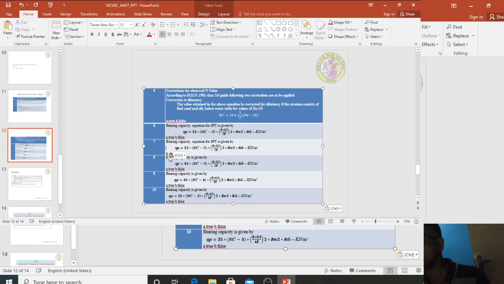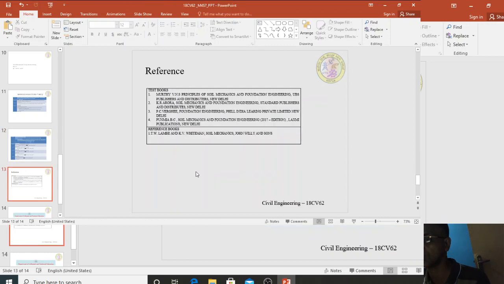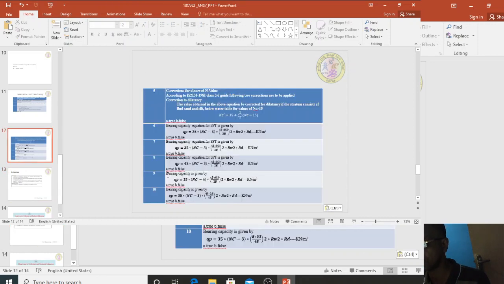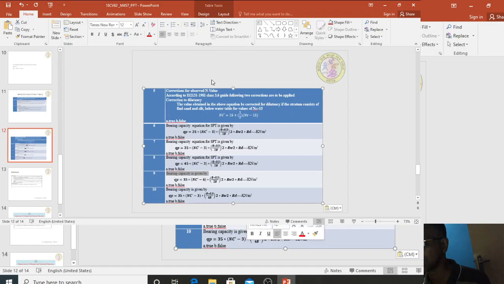So that is the answer, true, A. Next is qp is 45 into (Nc minus 3) times B plus 0.02 B, that is 45, so option is B. That is wrong. Next is 35 into Nc, the correct equation is Nc dash, therefore option is B.